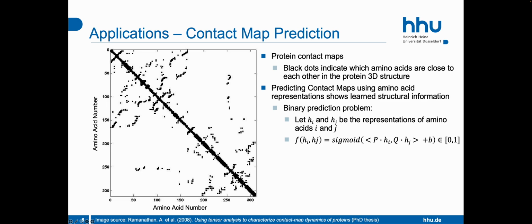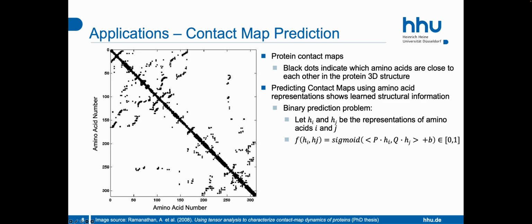In the ESM-1b paper, this was done by first calculating a linear transformation of Hi and Hj by multiplying these matrices by matrices P and Q. Then we can calculate the scalar product of both new vectors, which results in a single value. Then we can add a constant value b, and we apply the sigmoid function, which results in a value between 0 and 1, where we interpret all values above 0.5 as positive, which means being close to each other, and we interpret all other values as negative predictions.